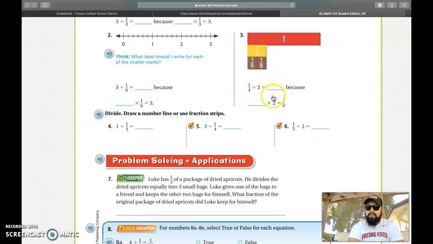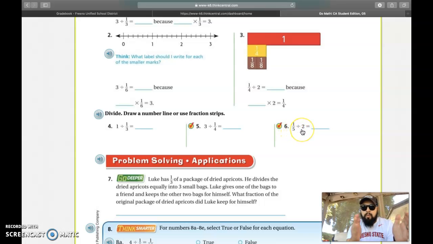Okay, so 1/8 times 2 will give me 1/4. Okay, really quickly down to numbers 4 through 6. 1 divided into thirds. Well, if we take 1 whole, divide into thirds, we're going to have 3 pieces. 3 divided into fourths, we take 3 wholes, or 3 candy bars, cut them into 4 pieces each. How many pieces do you have? You have 12 pieces now.